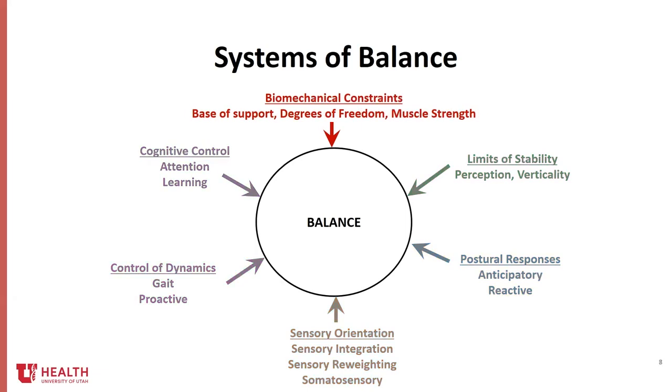Biomechanical constraints are things that might influence how we interact with our environment. These include things such as the size of our base of support, the number of degrees of freedom that we might have, for instance, if we have a cast going through multiple joints, and how strong our muscles are. In other words, how much force can we actually apply?